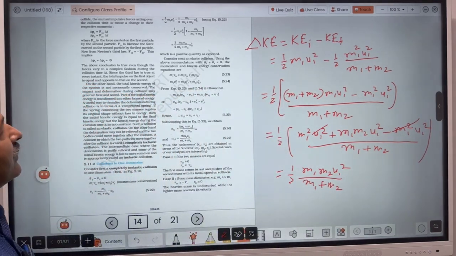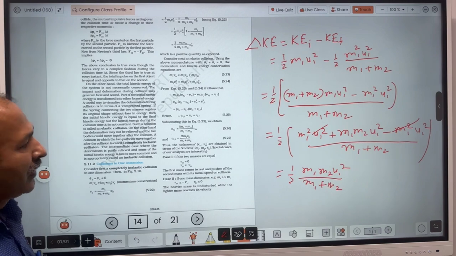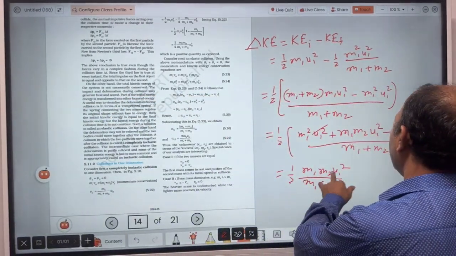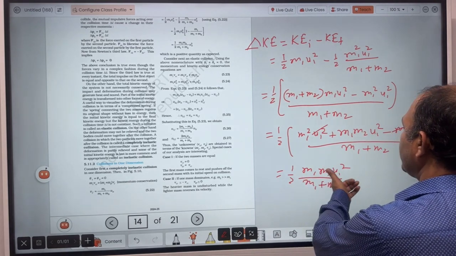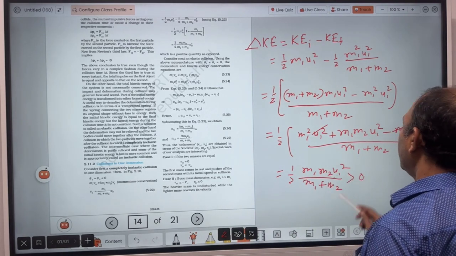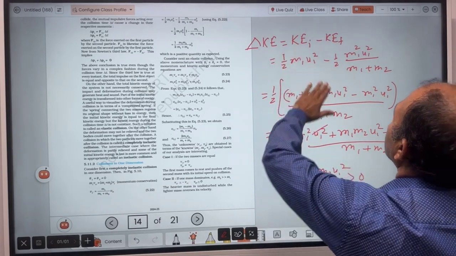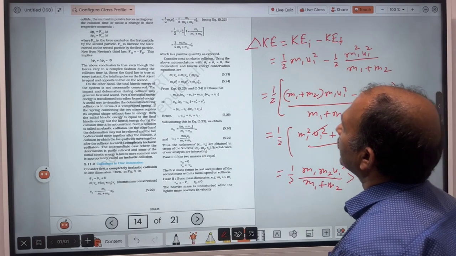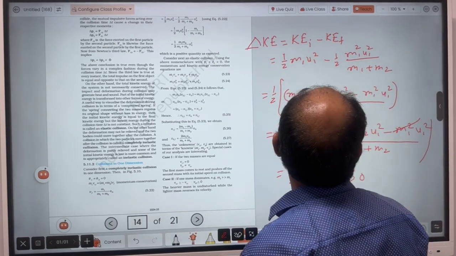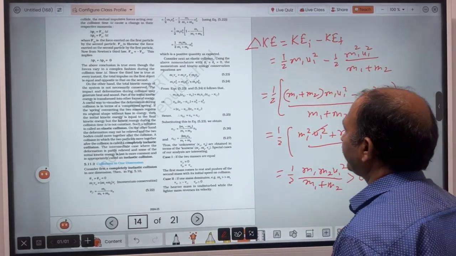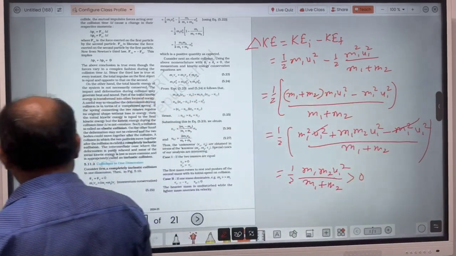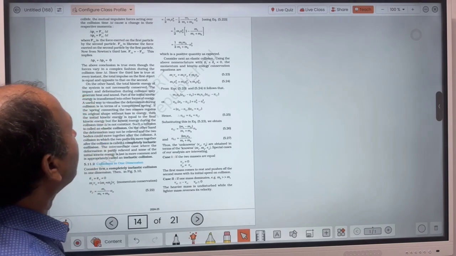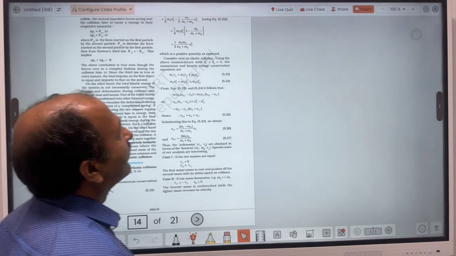So this is the relation that we have got, and clearly m1 m2 can't be 0, u1 square can't be 0, so this is greater than 0. So you can say that the initial kinetic energy is greater than the final kinetic energy, hence there is an energy loss. So this was the case of inelastic collision. Now we are going to consider elastic collision.